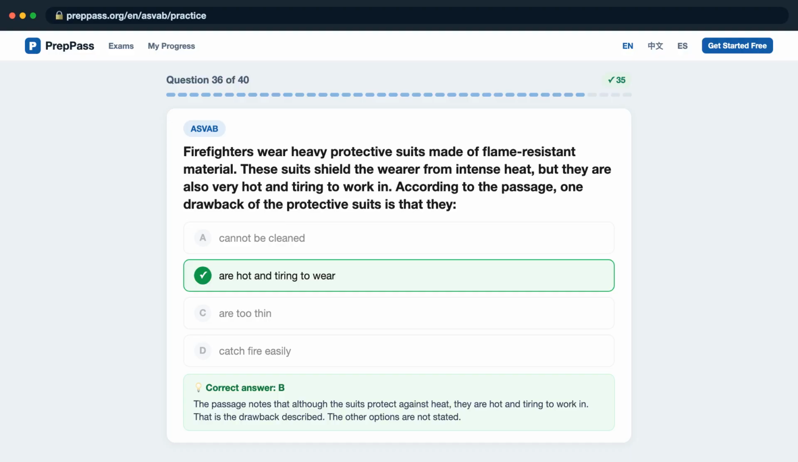The correct answer is B. The passage notes that although the suits protect against heat, they are hot and tiring to work in. That is the drawback described. The other options are not stated.